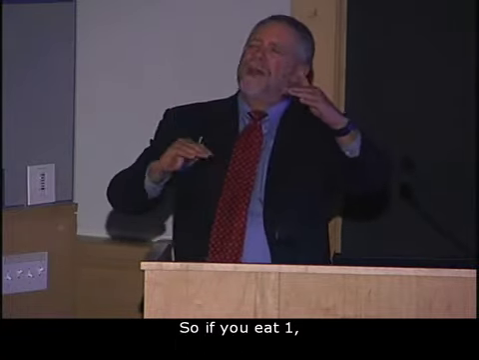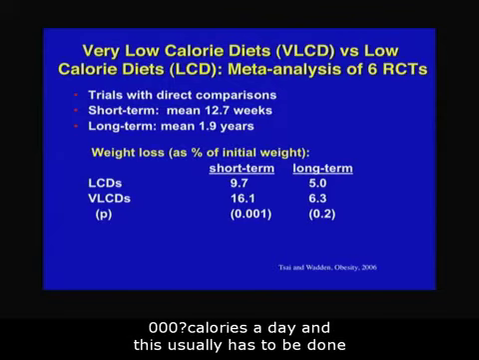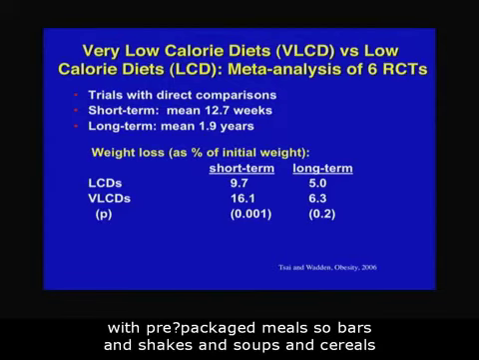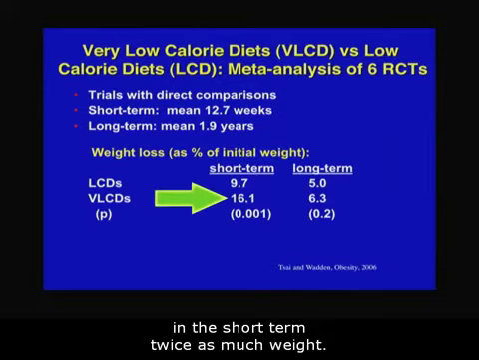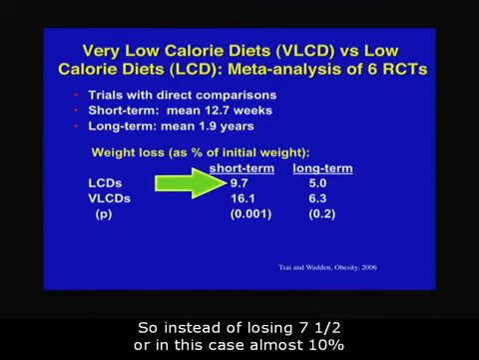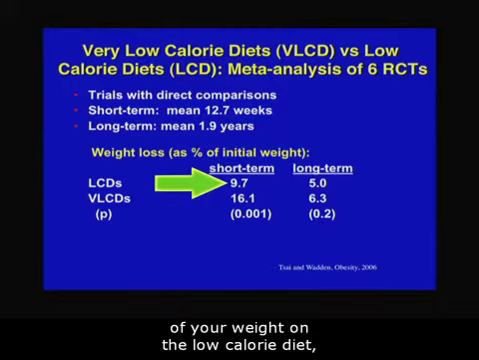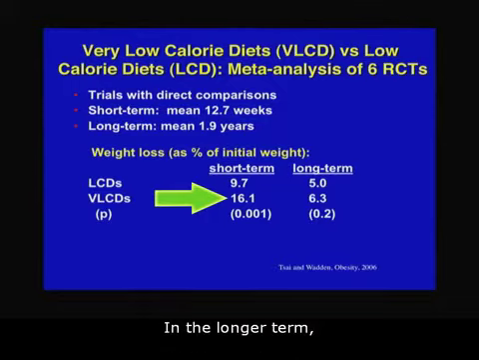So if we put people on 800 or 1,000 calories a day, and this usually has to be done with prepackaged meals, so bars and shakes and soups and cereals and things like that, people lose in the short term twice as much weight. So instead of losing 7.5, or in this case almost 10% of your weight on the low-calorie diet, now you're losing twice as much.